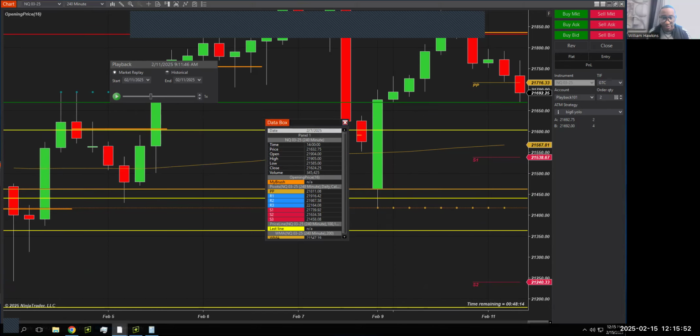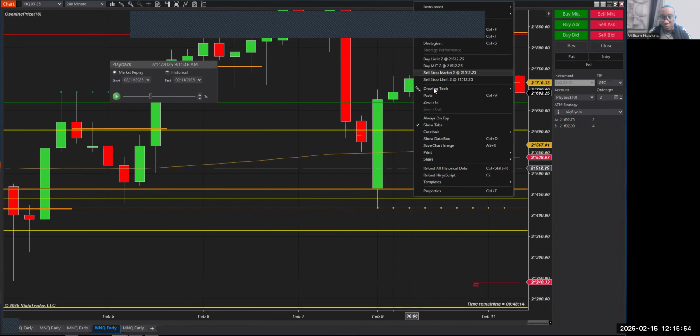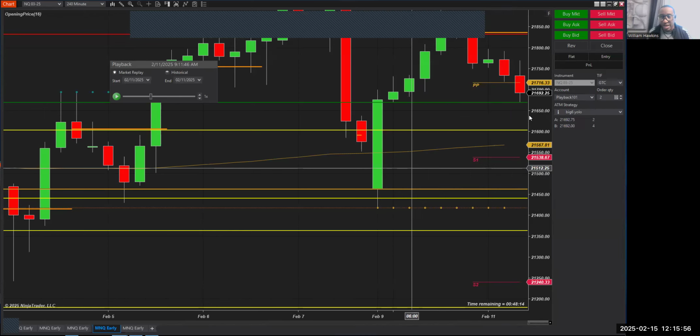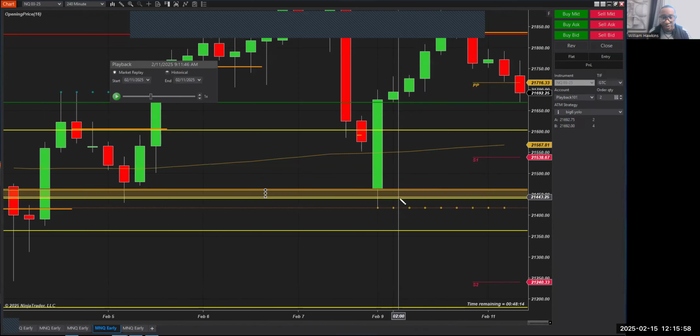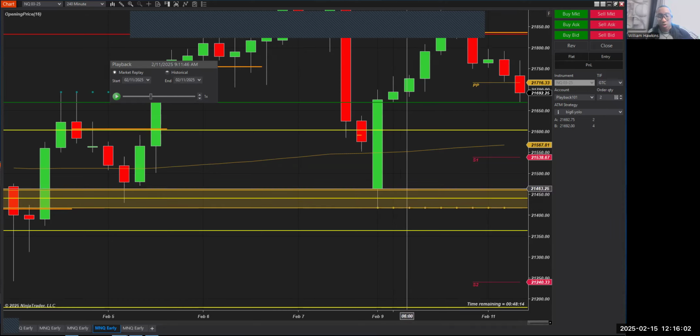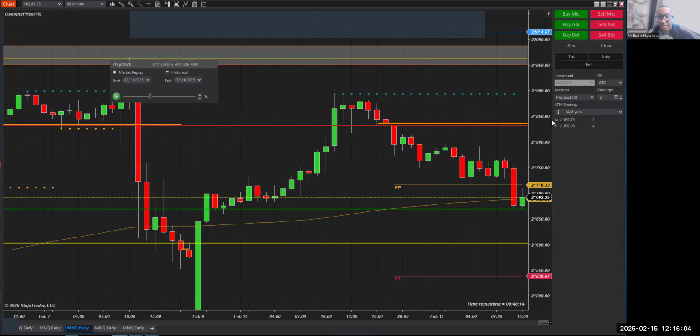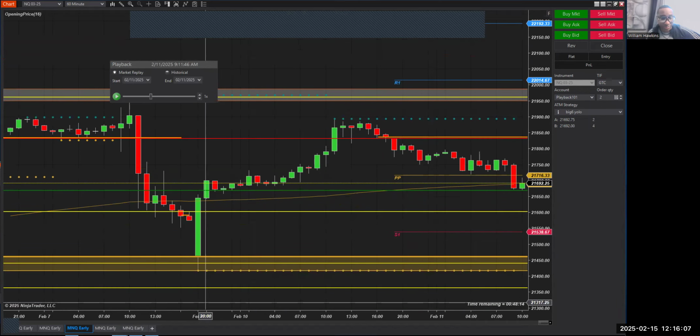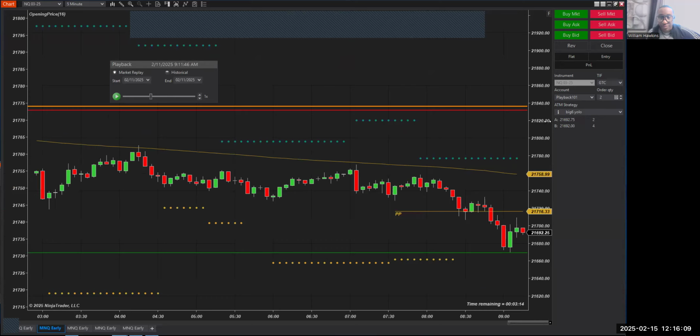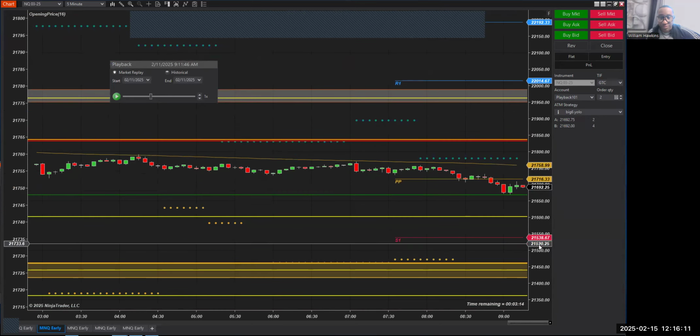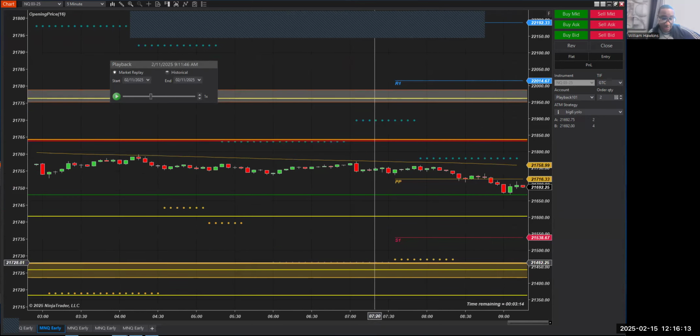I think this is getting in the way. Let me close that off. You go to drawing tools, region, highlight, and you could zone off that whole wick. You can zone off that whole wick, and you'll be able to see that on all your charts. See that? So it's a zone.